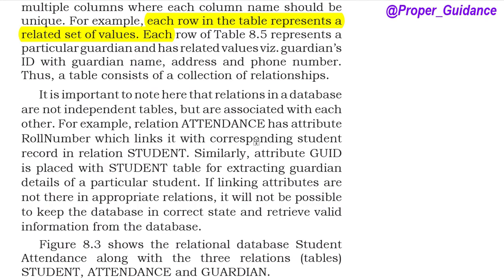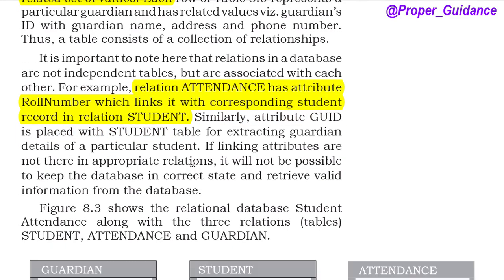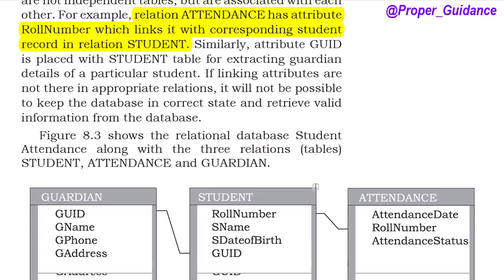It is important to note here that relations in a database are not independent tables but are associated with each other. For example, relation attendance has attribute roll number which links it with the corresponding student record in relation student. Similarly, attribute GUID means guardian's user ID. GUID is placed in the student table for extracting guardian details of a particular student. If linking attributes are not there in appropriate relations, it will not be possible to keep the database in a correct state and retrieve valid information from the database.